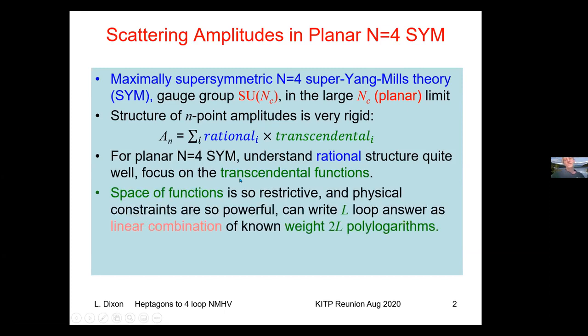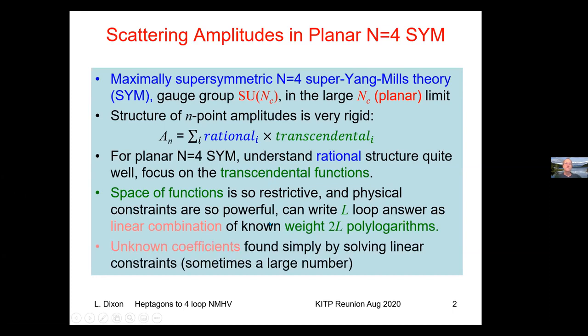The space of these transcendental functions is also very restrictive in simple amplitudes, meaning 6 or 7 point amplitudes. And the physical constraints are so powerful, we can basically write down the answer as a linear combination of known iterated integrals called generalized or multiple polylogarithms. And at L loops, we just have to draw the answer from a space which has weight 2L.